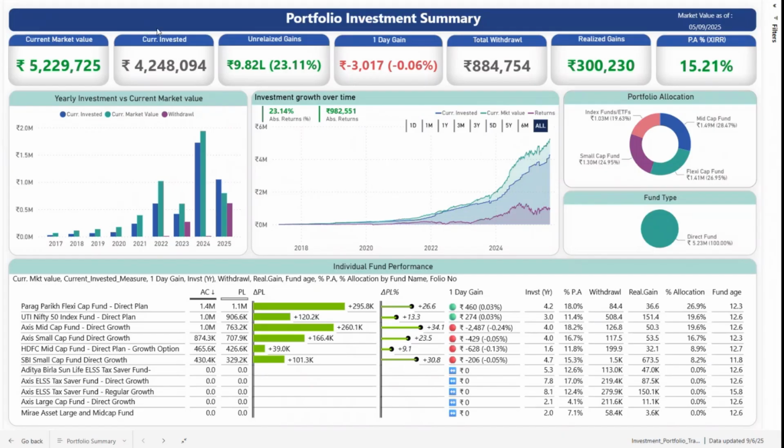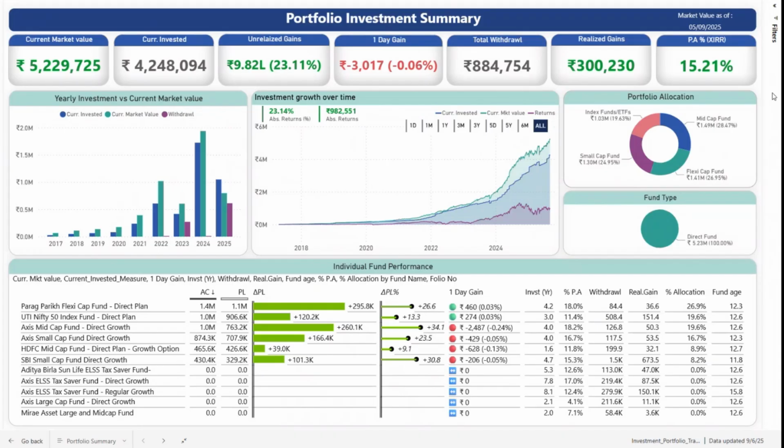So basically, for your current invested amount, what is your current market value? In my case, I have invested almost 42 lakhs, and my current market value is 52 lakhs. So I have an unrealized gain of 9,82,000, which is 23 percent absolute return.